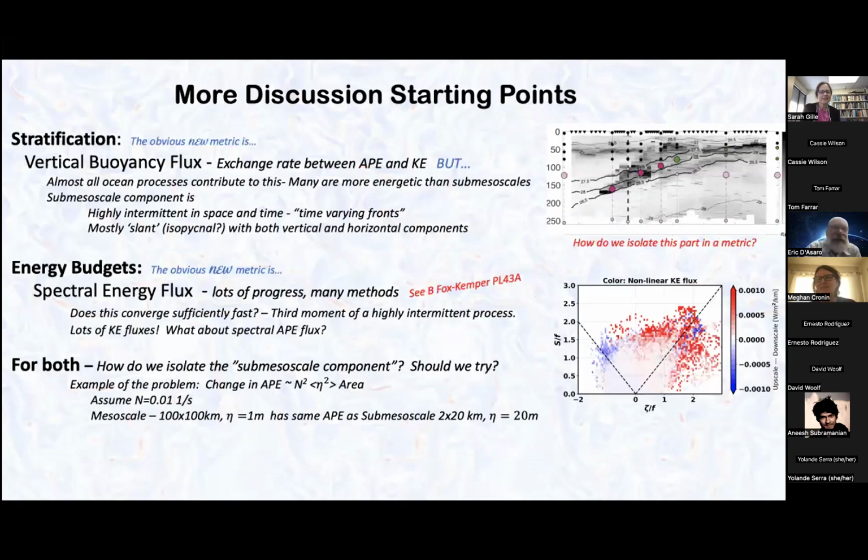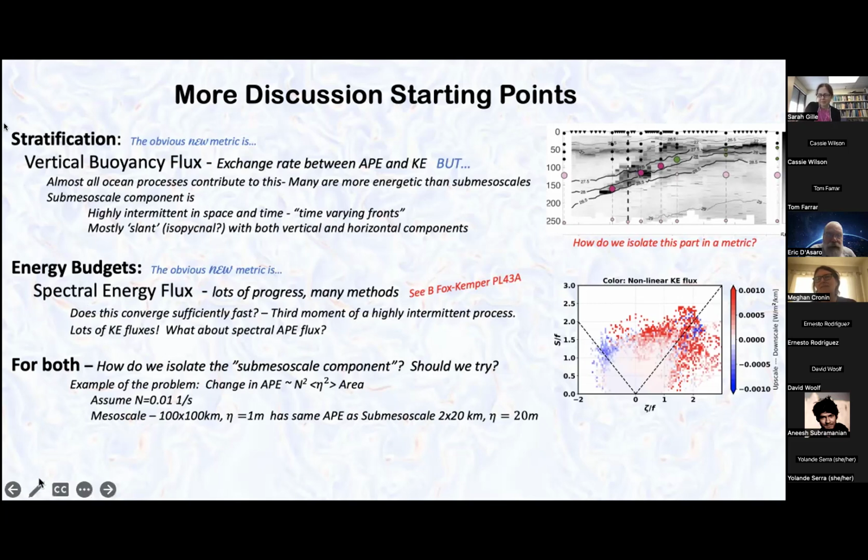This is definitely getting into ocean measurement nerddom, but okay, here we go. I said that there were 2 things that we care a lot about: one is stratification and one is energy budgets. Suppose we wanted to have some metrics that talked about rates as opposed to just quantities. The obvious metric for stratification would be vertical buoyancy flux, and the obvious metric for energy budgets is spectral energy flux. In the context of submesoscale measurements, there are some pretty serious issues with using these, I think. And this is food for thought.